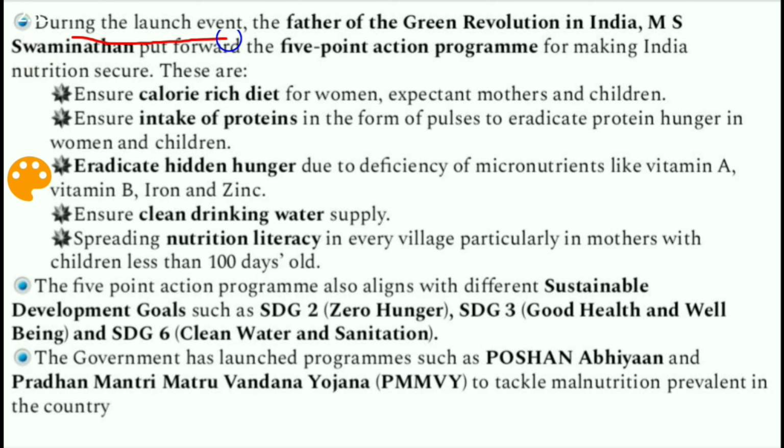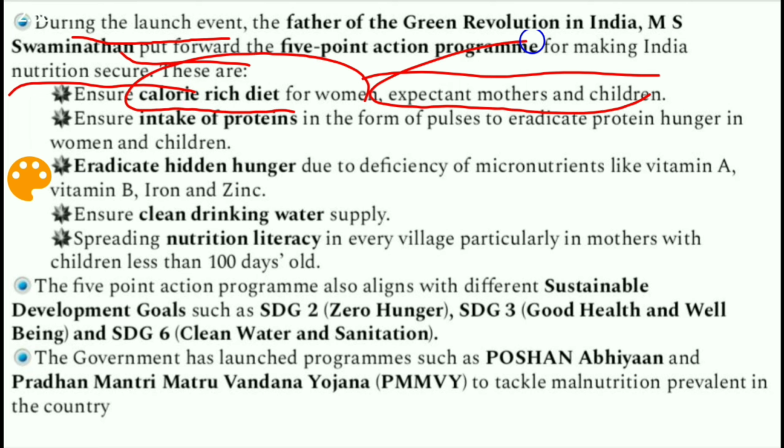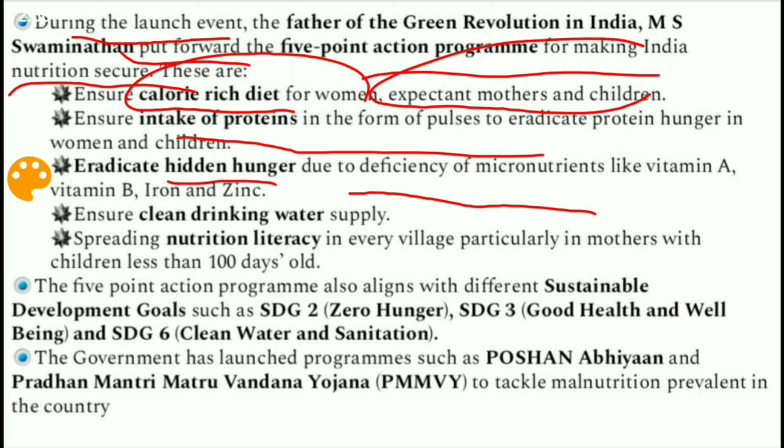During the launch event, the father of the Green Revolution of India, that is M.S. Swaminathan, put forward the 5-point action program for making India nutrition secure. These are: ensure calorie-rich diet for women, expectant mothers and children. The second is ensure intake of proteins in the form of pulses to eradicate protein hunger in the women and children. The third is eradicate hidden hunger due to deficiency of micronutrients like vitamin A, vitamin B, iron and zinc.